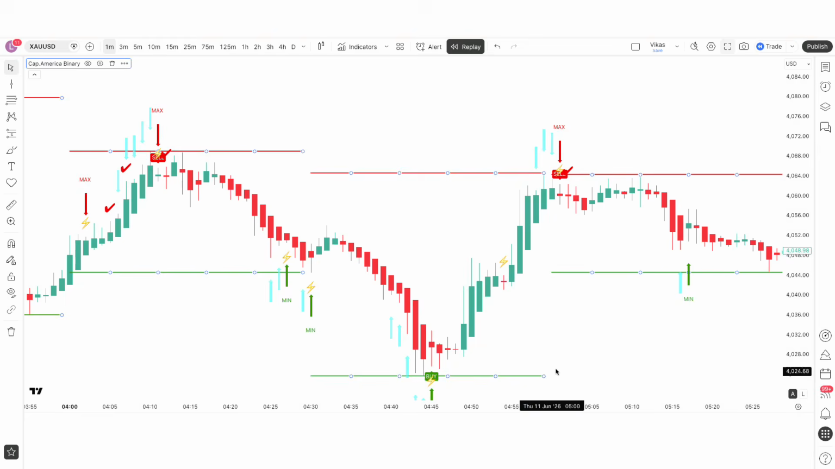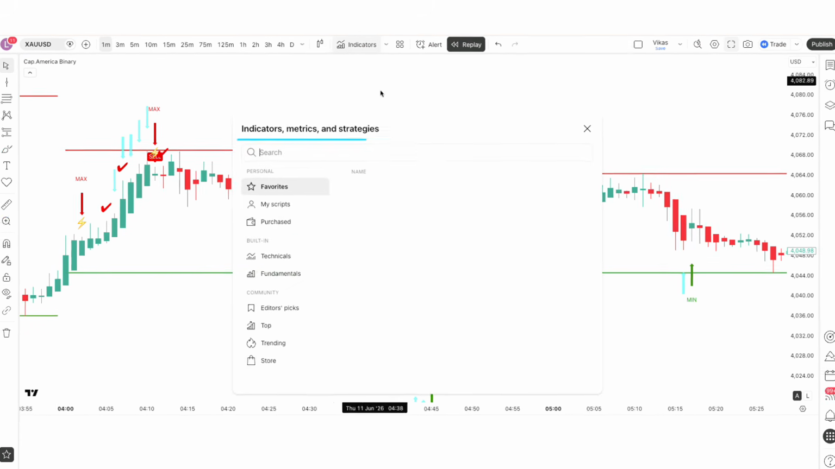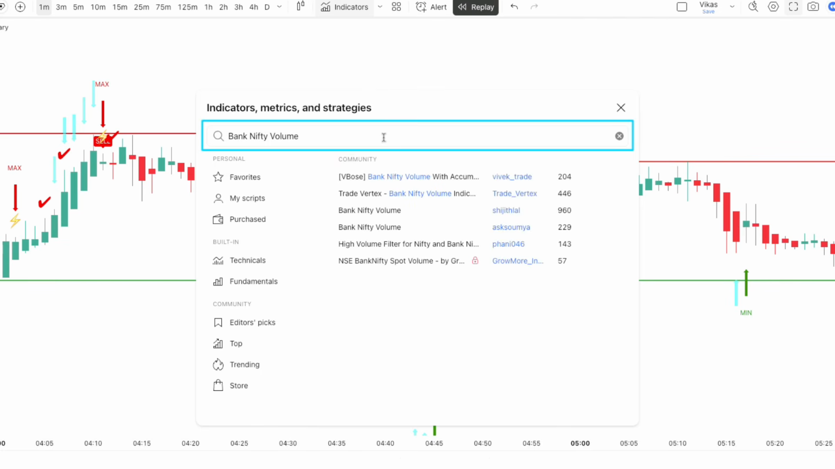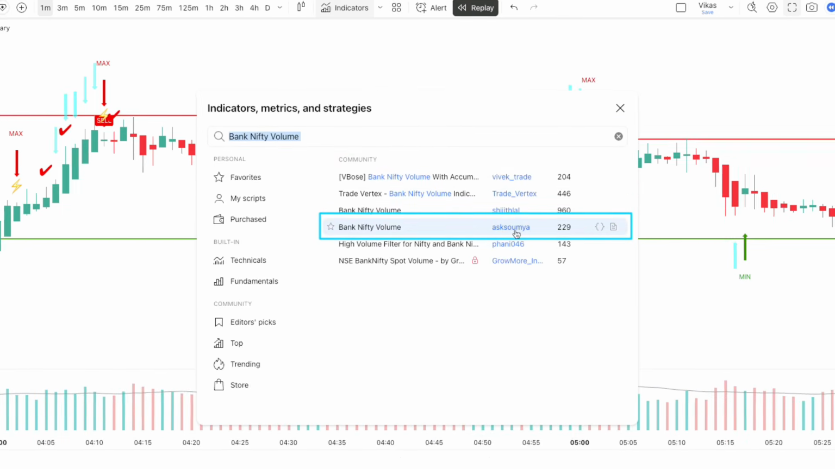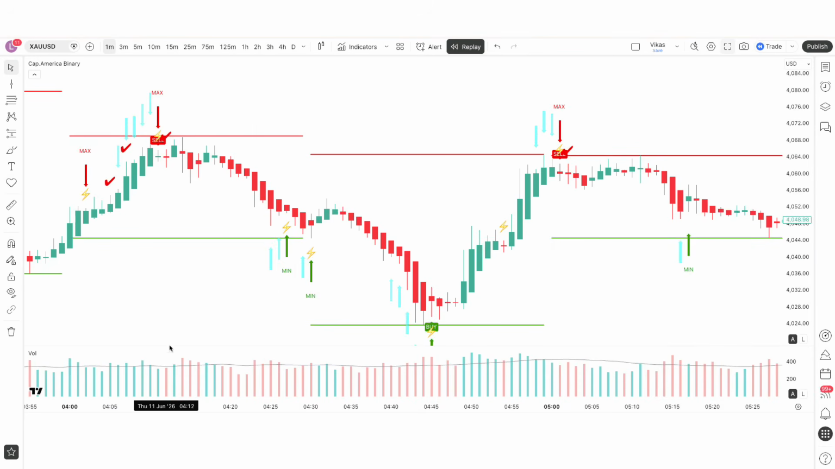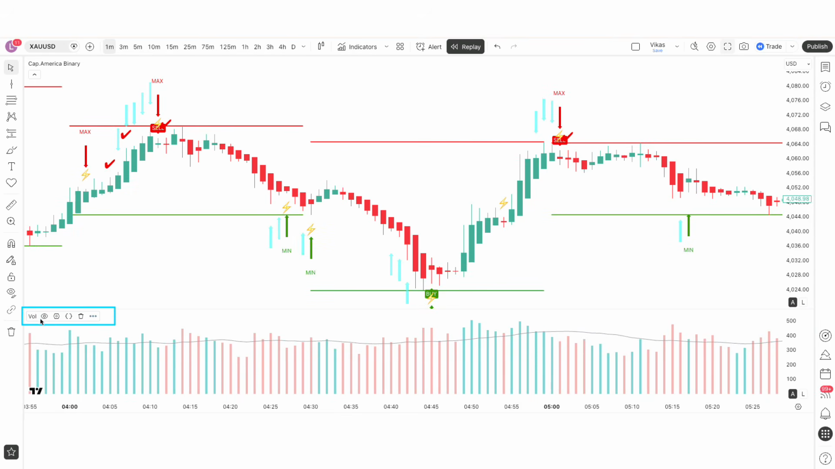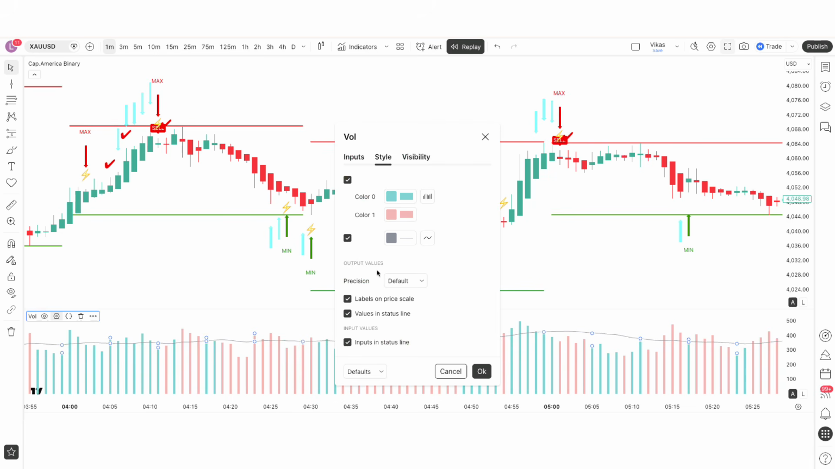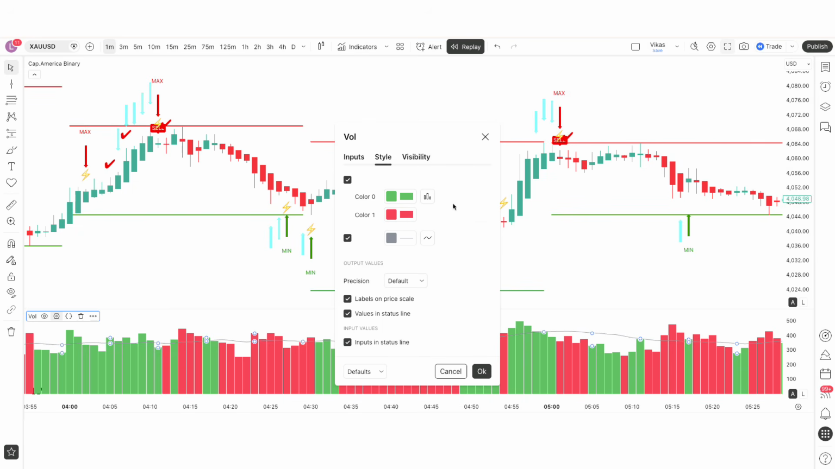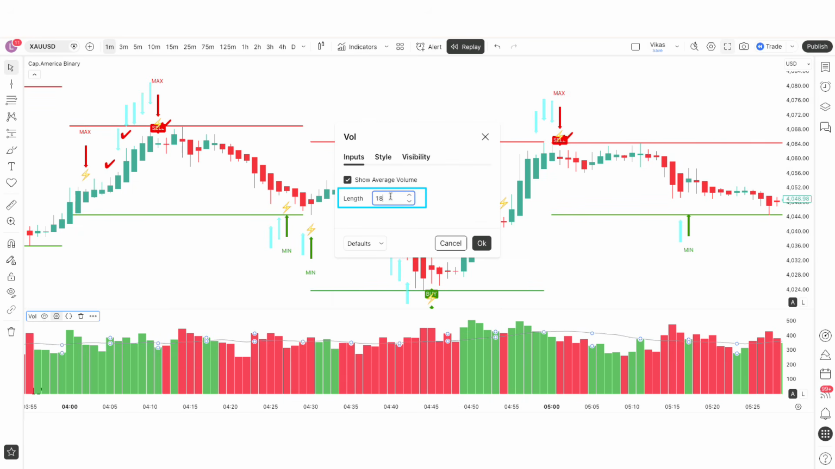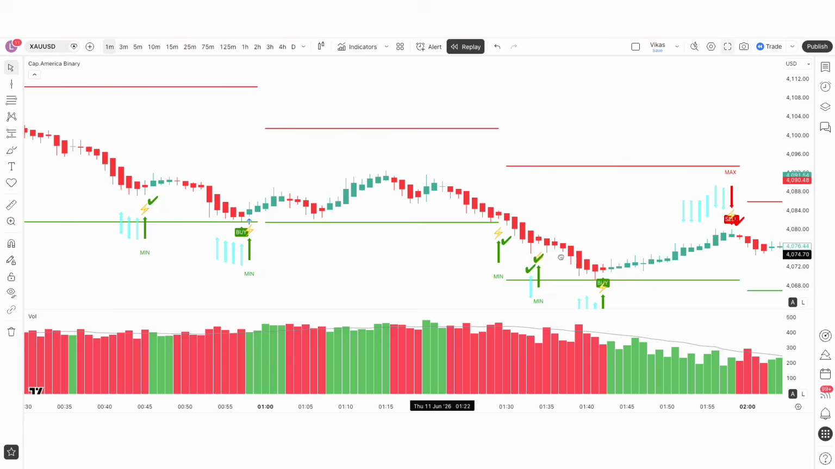Click OK. Now we'll add one more indicator to make this strategy more powerful. Let's go to the Indicator Search tab, search Bank Nifty Volume, and select the one created by Sumit. Now let's access the settings of this indicator so we can modify it to suit our strategy. We have changed the Bank Nifty Volume histogram to columns. We have changed color 0 and color 1. We have changed length 20 to 18. And here everything is fine after that. Click OK. Now our setup is ready.